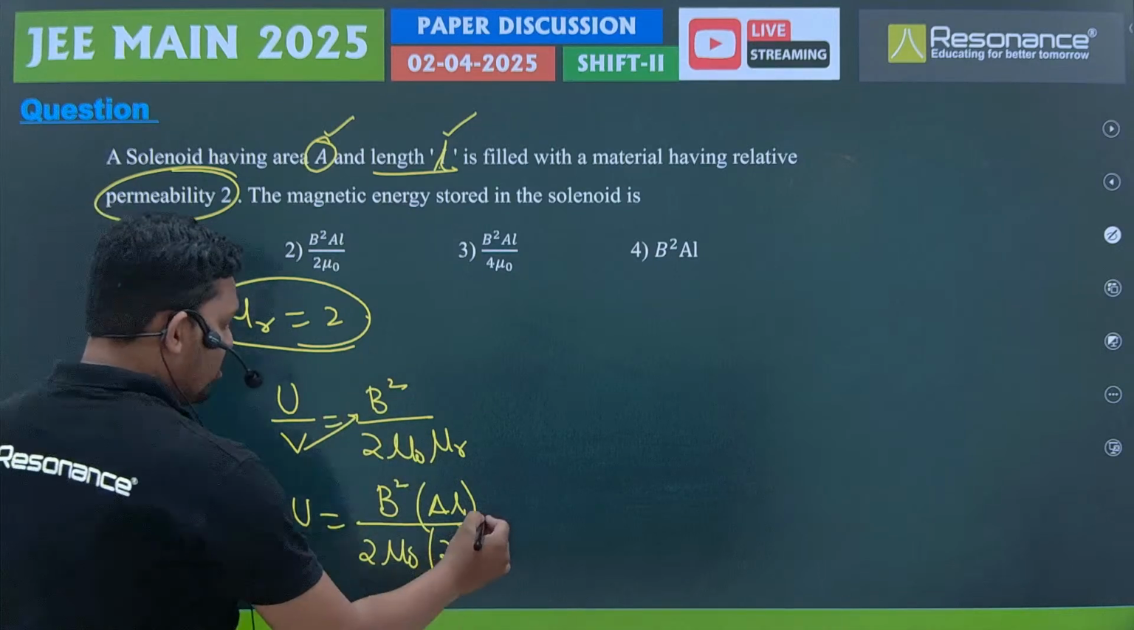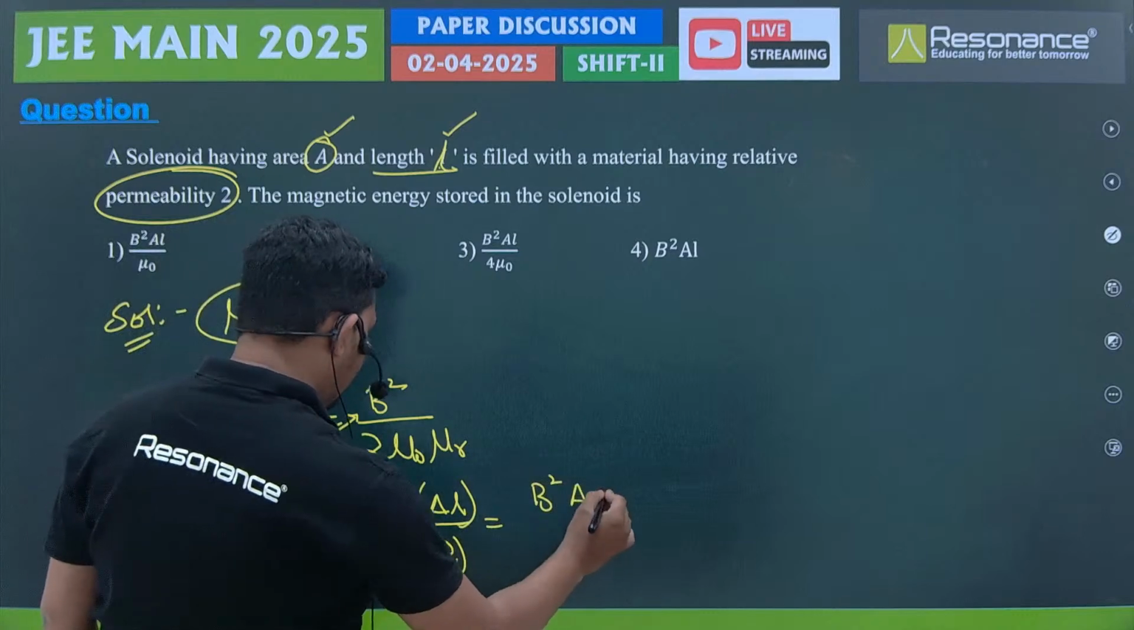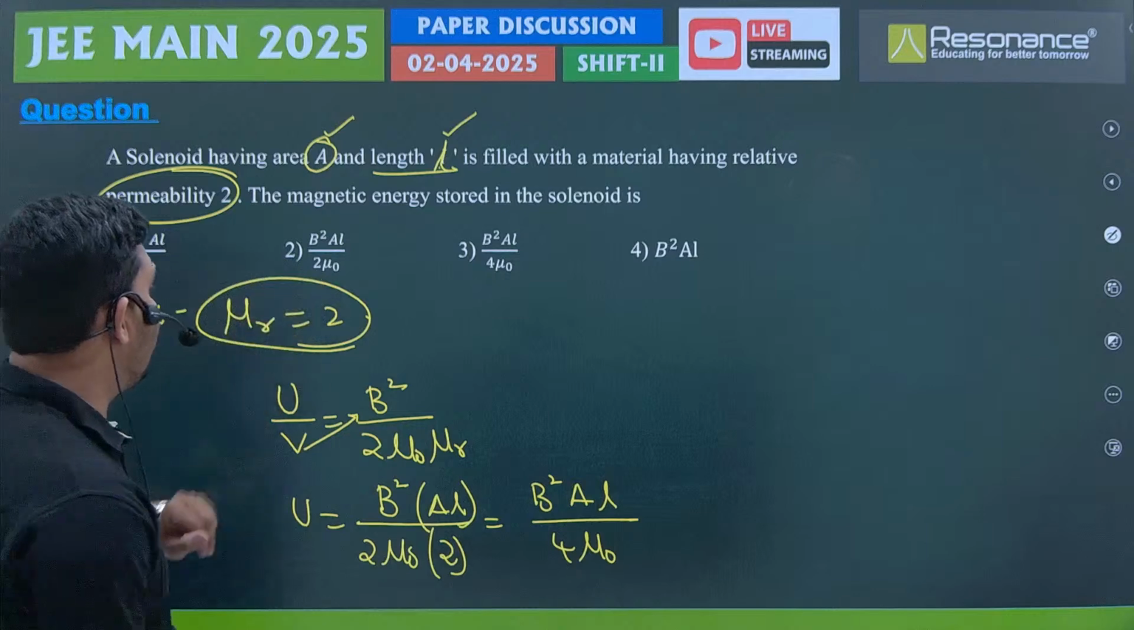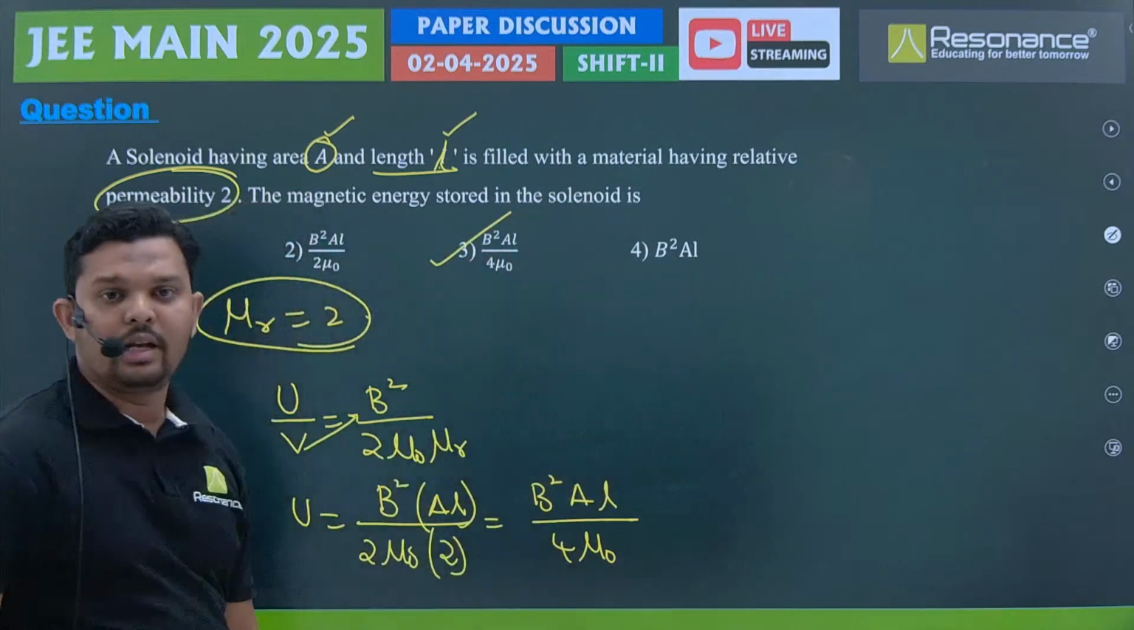So the answer is going to be B square AL by 4 mu naught. So you can say here B square AL by 4 mu naught. The third option is the correct answer.